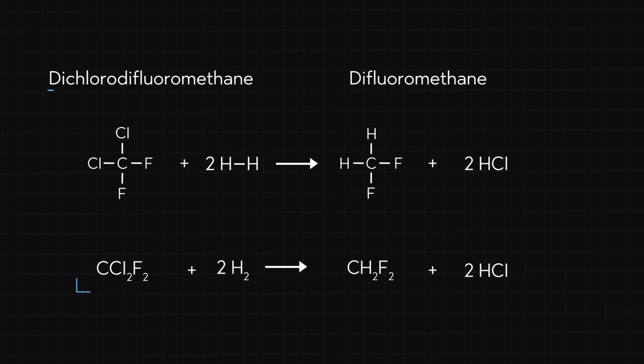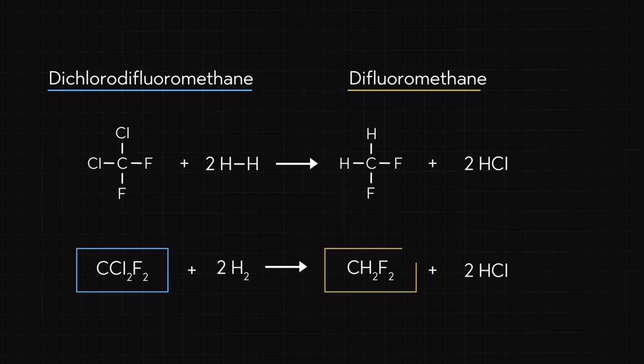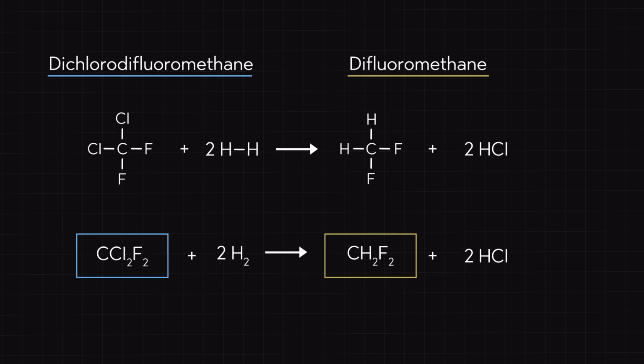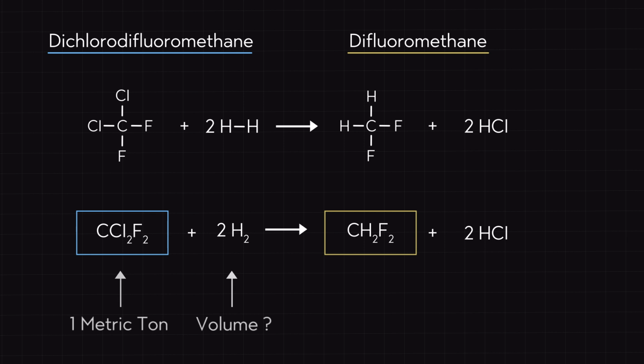Dichloro-difluoromethane is a chlorofluorocarbon, or CFC, which can be recycled into different gaseous compounds by reacting with hydrogen to produce difluoromethane, which is a compound useful in chemical manufacturing and in refrigeration. Our challenge is to find what volume of hydrogen at 225 atmosphere and 35.5 degrees Celsius will be required to react with 1 ton of dichloro-difluoromethane.